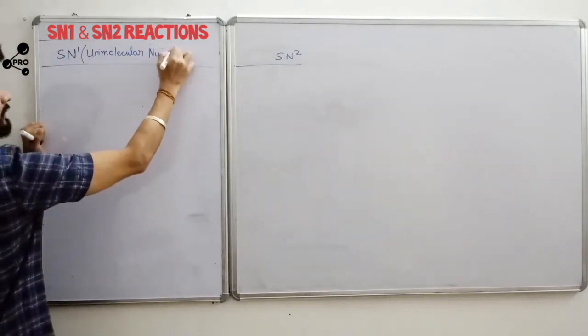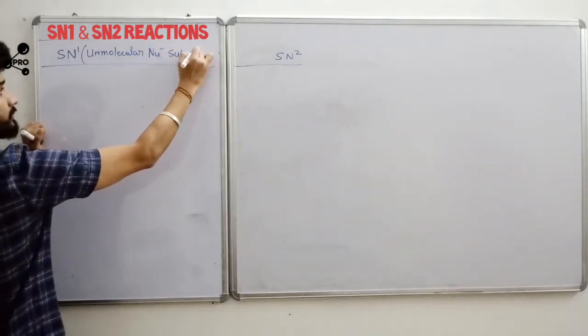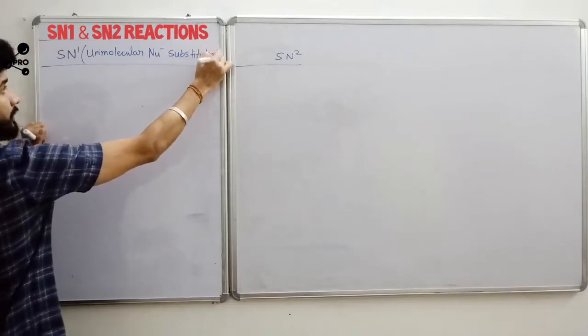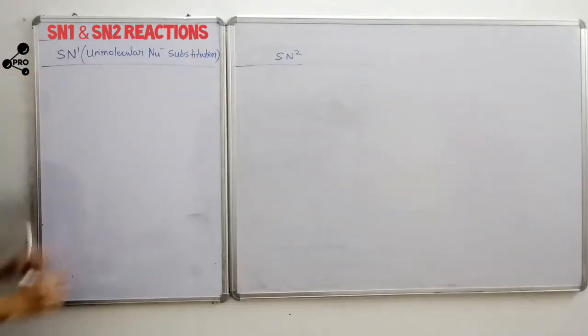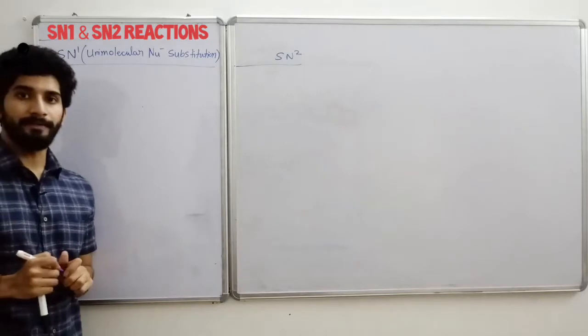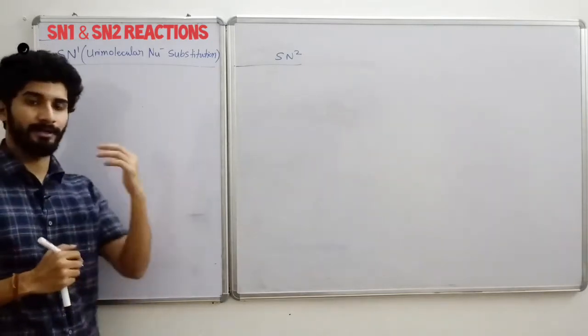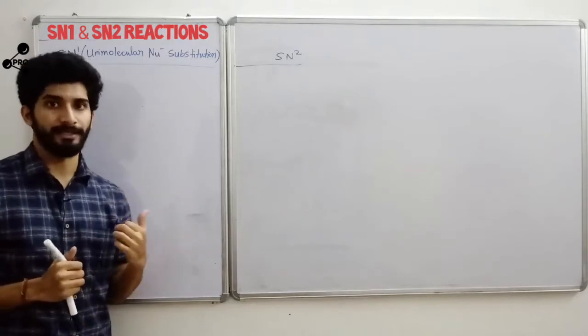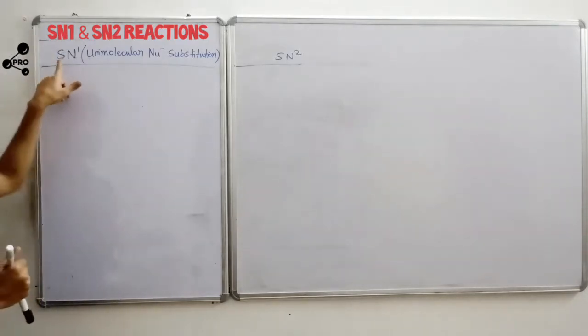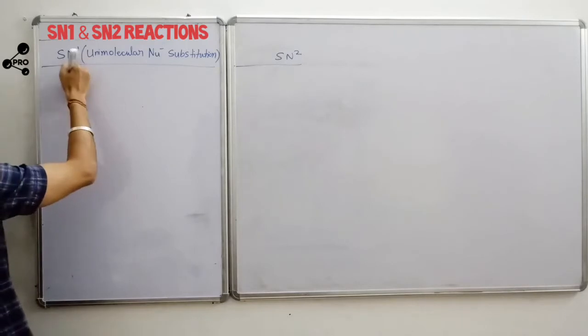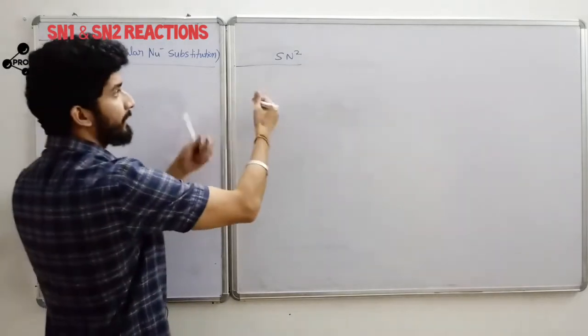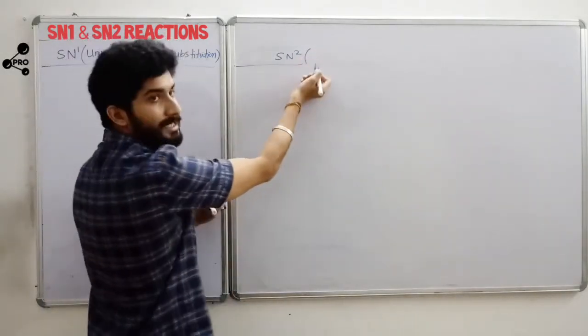Unimolecular nucleophilic substitution. That unimolecular means the rate depends only on one molecule. I will explain it later when I discuss the mechanism of this reaction. First of all, we have to understand the meaning of SN1 reaction. So, unimolecular nucleophilic substitution, and in a similar pattern, we can understand the SN2 mechanism.